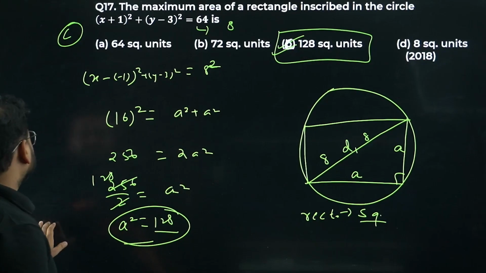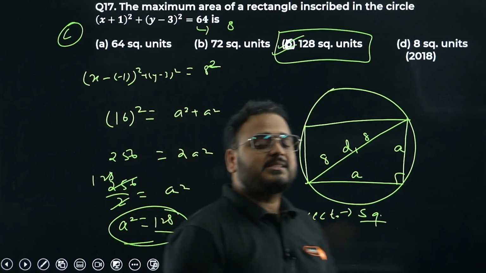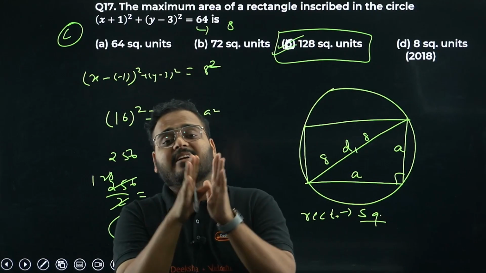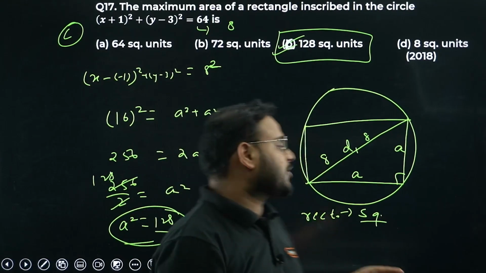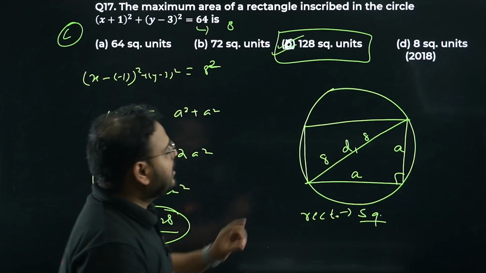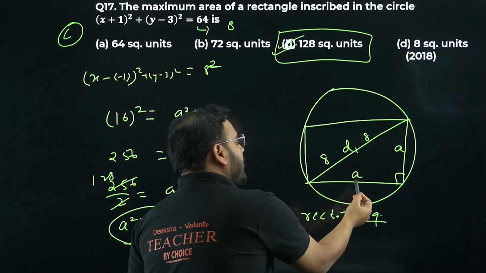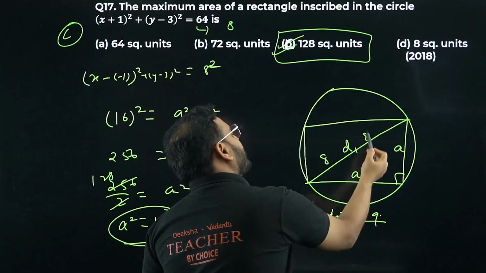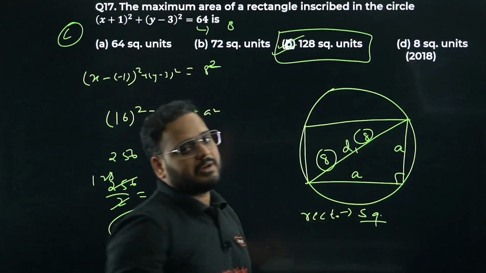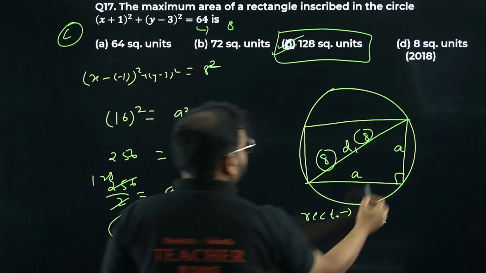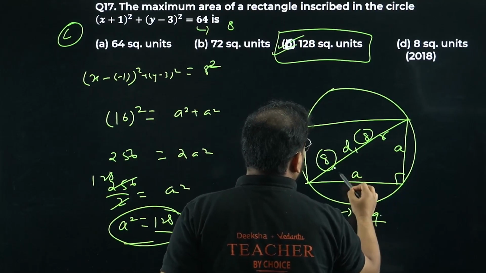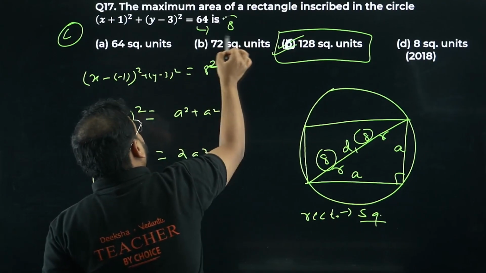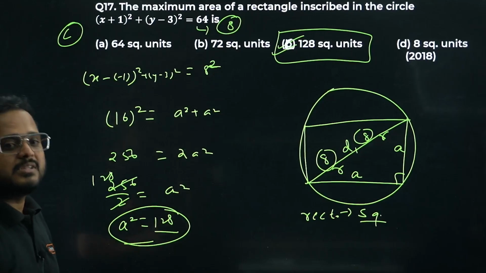Okay. Question number 17 is done. Property is in a circle, the rectangle area is maximum when it is actually a square. So that's why you'll have this condition true. A square plus a square will become equal to 16 square. 8 plus 8 is 16, right? This is because this part is also radius, this also is radius, and radius is 8 from here by comparing with the standard form of the circle.